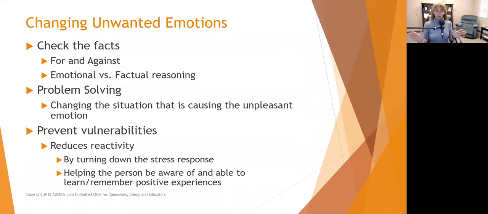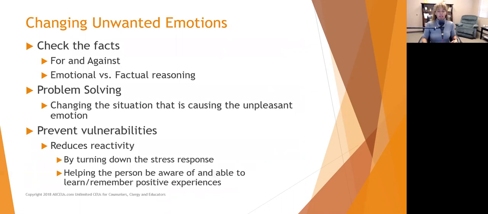Prevent vulnerabilities in order to reduce reactivity by turning down the stress response and helping the person be aware of and able to learn and remember positive experiences. When we are upset, when we are dysregulated, what are we focusing on? We're focusing on survival. We're focusing on fight, flee, keep us protected from whatever we're helpless against, whatever it is. We're not paying attention to the sunrise. It's just not what's happening.